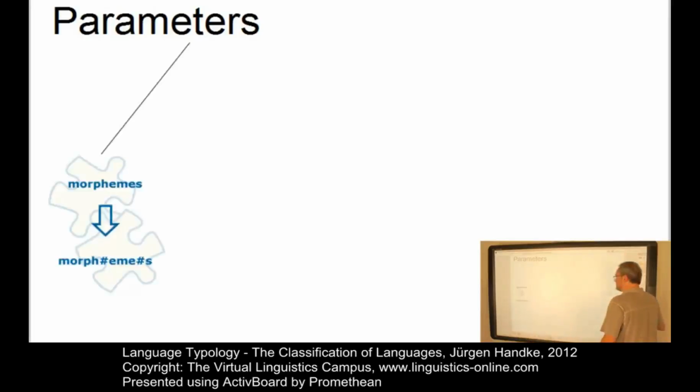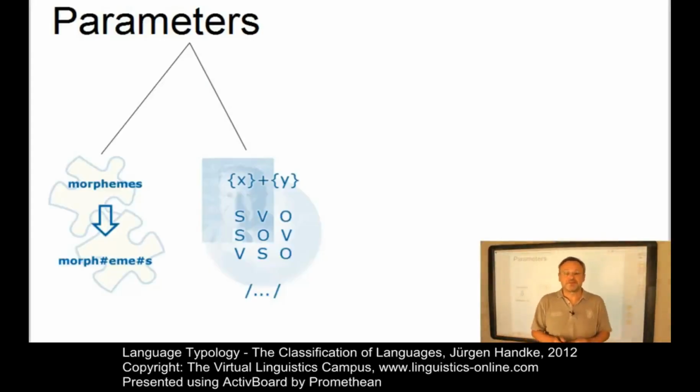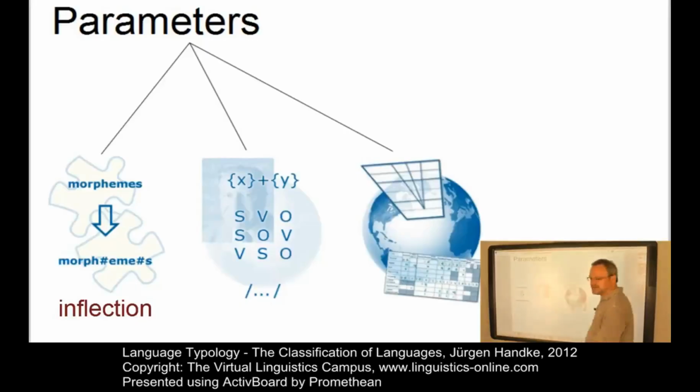For example, there is the morphological or structural parameter. Another one concerns the classification of languages in terms of their basic word order pattern. Whereas the first parameter, the morphological or structural one, classifies languages on the basis of their word structure, in particular in terms of their inflectional properties, the second uses the sequence of the basic functional elements of clause structure, that is, subject, verb and object. A third parameter can be used to classify languages on the basis of their phonological structure.